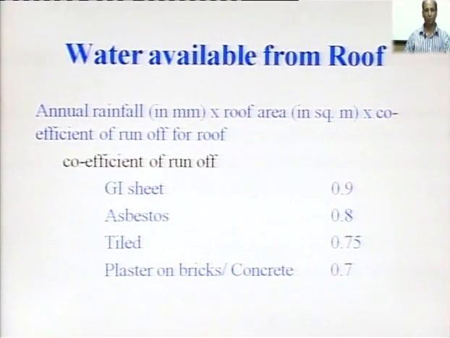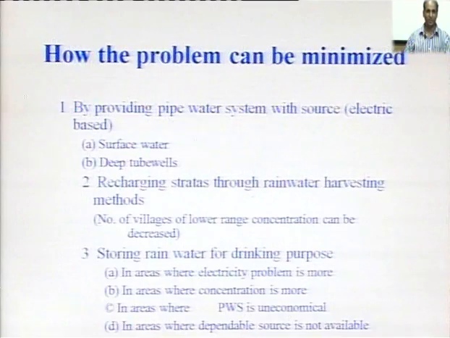And the water available from the roof depends on the coefficient of runoff. For GI sheets, the coefficient is 0.9, for Asbestos sheets 0.8, for tiled roofs 0.75. If it is plaster on bricks or concrete surfaces, the coefficient of runoff is 0.7.